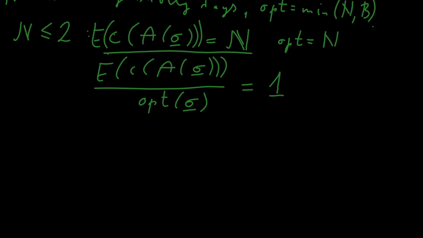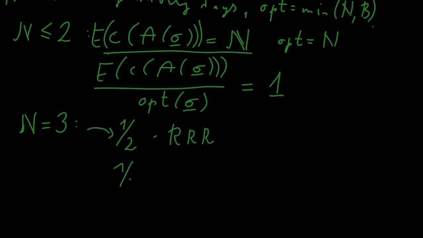Now, if n is 3, say, so there are 3 snowy days, what can happen? So with 1/2 probability, we will just keep renting on the third day as well.